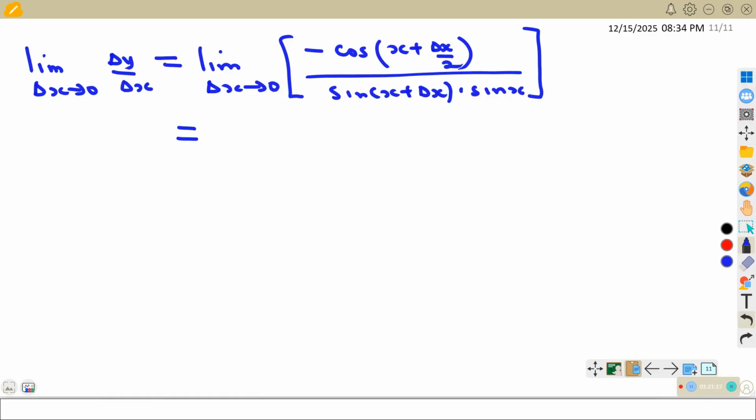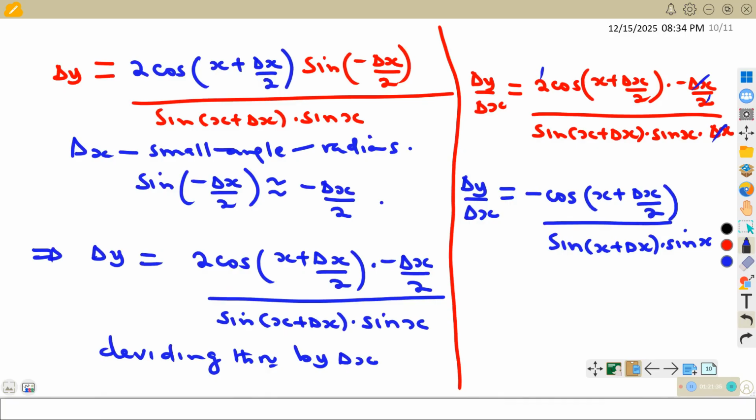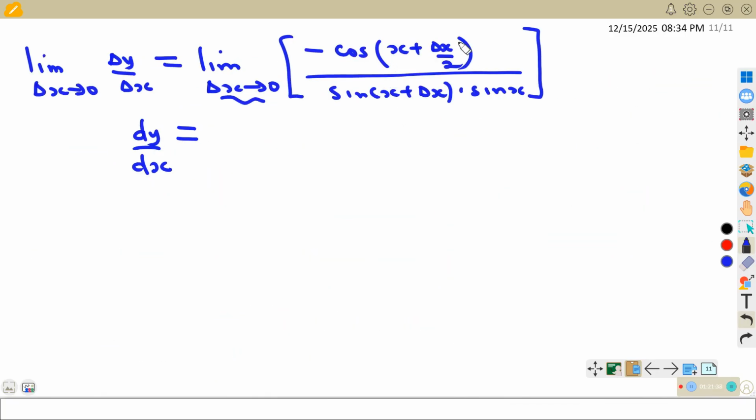Okay, so in case all is well, when you take the limit as delta x tends to 0, delta y over delta x gives you dy/dx. Now, since delta x is tending to 0, where delta x is remaining, you must now take it to 0. Where there is delta x, put 0 there. So this will be negative cos of x over sine of x times sine of x.